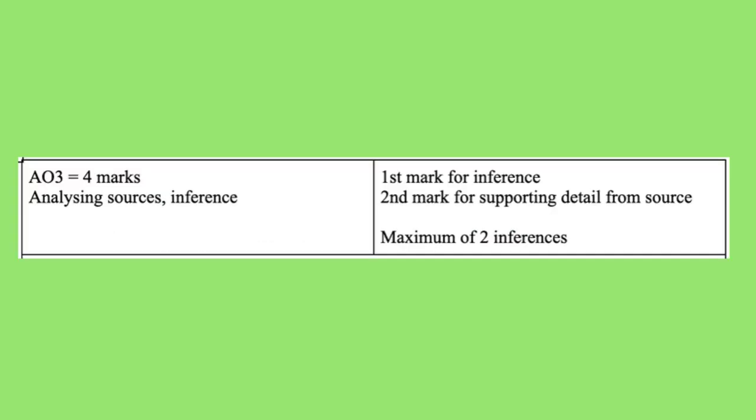All 4 marks for this question are awarded for AO3, and that's really about your ability to use sources and make judgments based on those sources. So that's a really important skill as a historian.